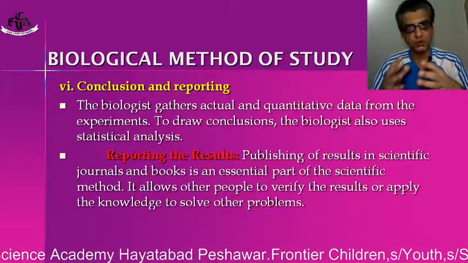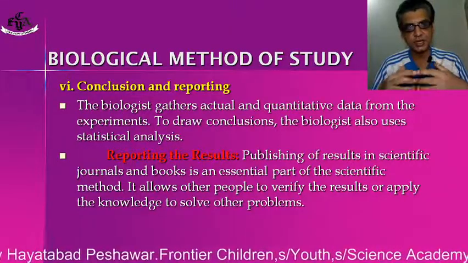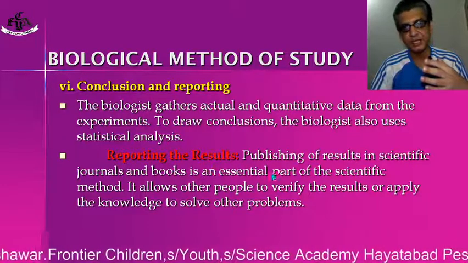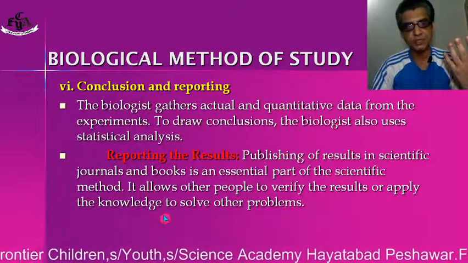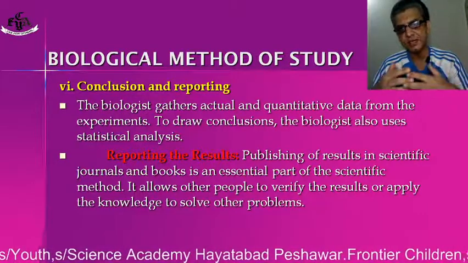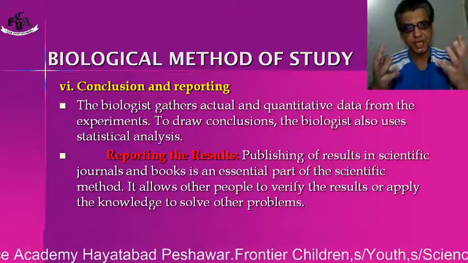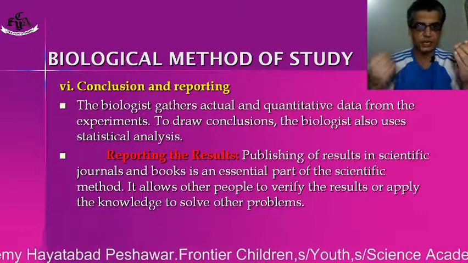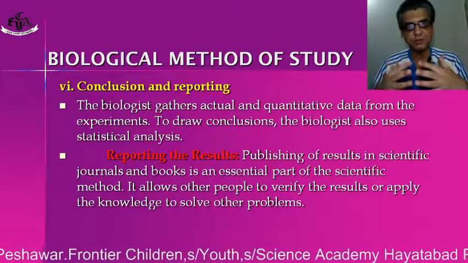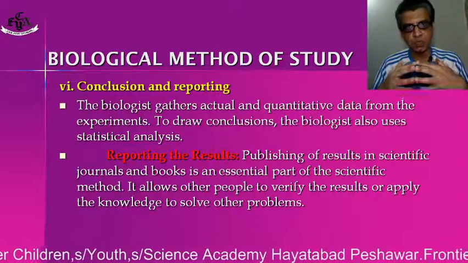So after conclusion and summary, that research or experiment is then published in a scientific journal or in a book, an essential part of the scientific method. This scientific journal allows other people to verify the result or apply the knowledge to solve other problems. So the scientific journal is the main source of knowledge for other scientists and also for common people. I also have two research papers published in the Pakistan Journal of Zoology in 2001.